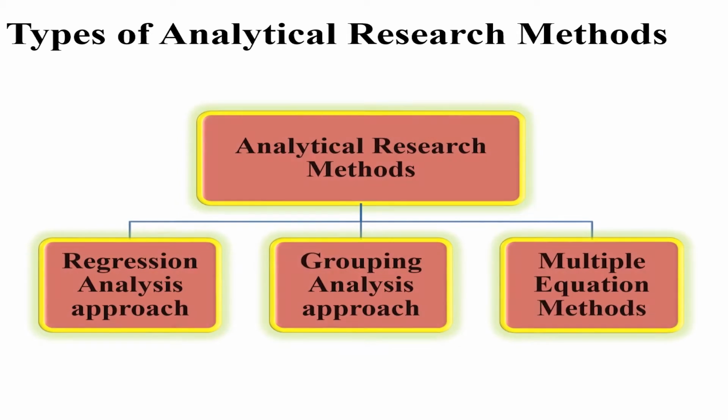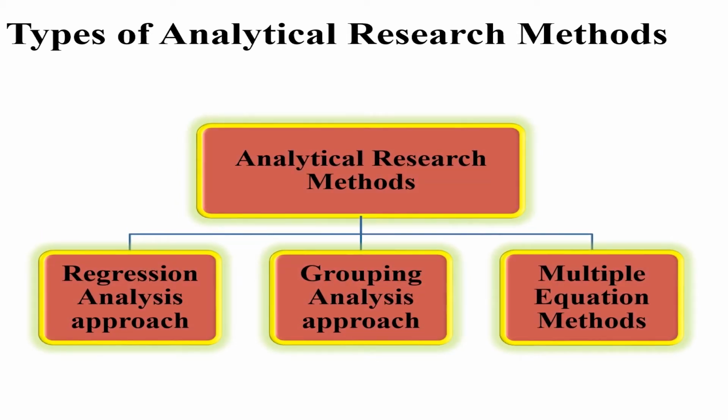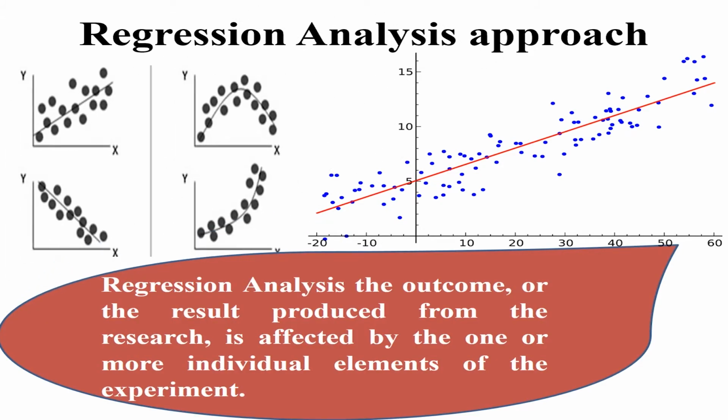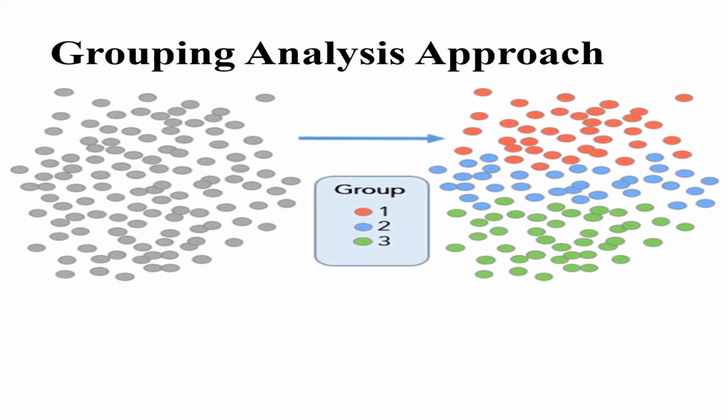Various types of analytical research methods are used by researchers. These methods are regression analysis approach, grouping analysis approach, and multiple equation methods. The first is regression analysis approach. In regression analysis, the outcome or the results produced from the research is affected by one or more individual elements of the experiment.